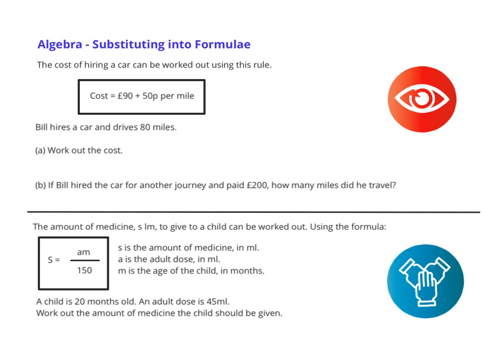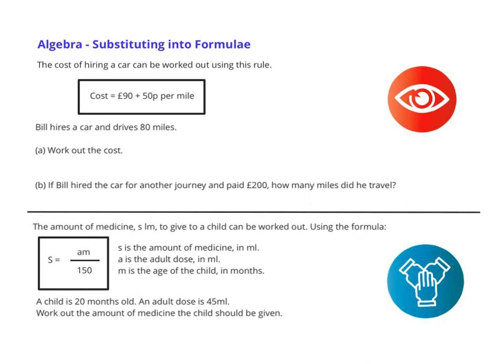The first question is labelled I do, so I'll be going through this first question with you, which you'll notice is from the progress check itself. The question is, the cost of hiring a car can be worked out using this rule. The cost is equal to £90 plus 50p per mile. Bill hires a car and drives 80 miles. A, work out the cost.